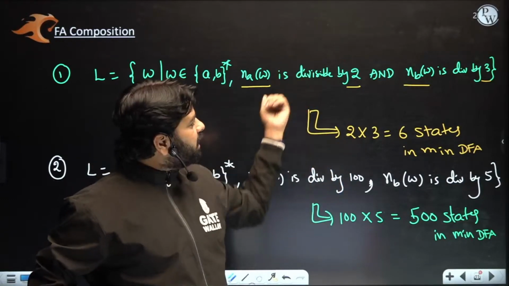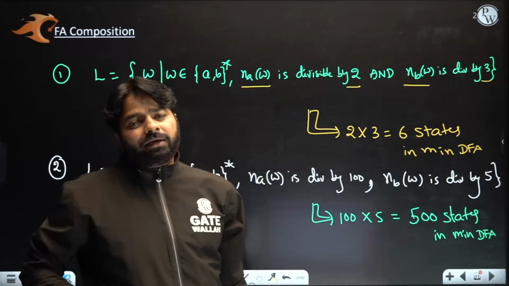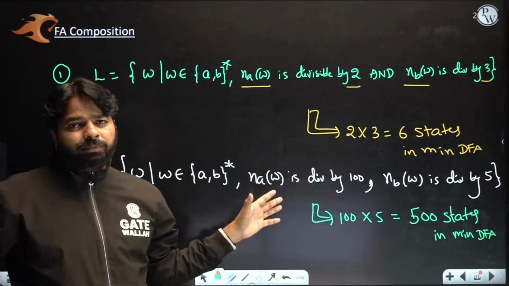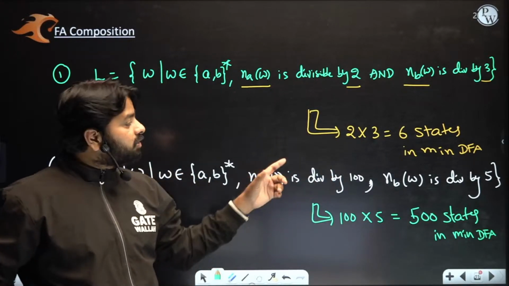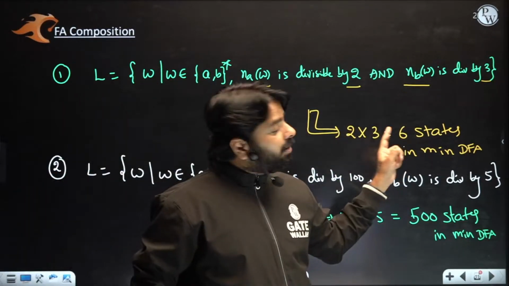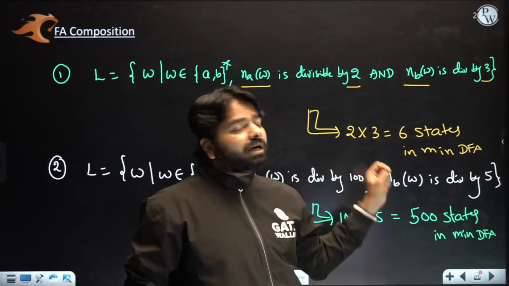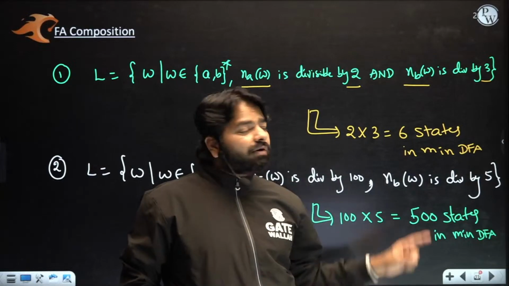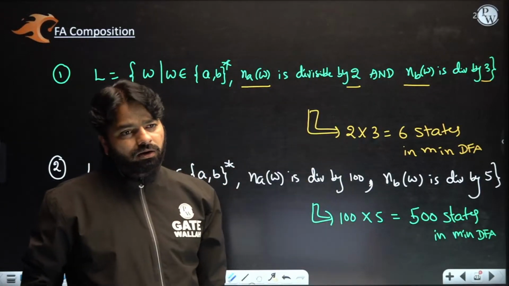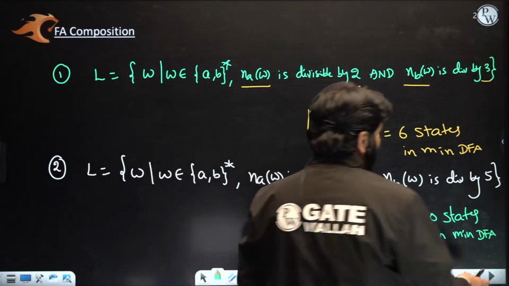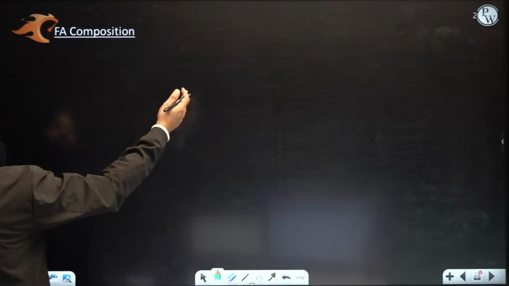Here 2 states come, here 3 states come, 2 multiplied by 3 is 6 states. But please do not apply this formula or concept for any composition. Why? Because you may get a DFA, but you will not get a minimum DFA all the time. This formula is applicable only for this kind of model especially.